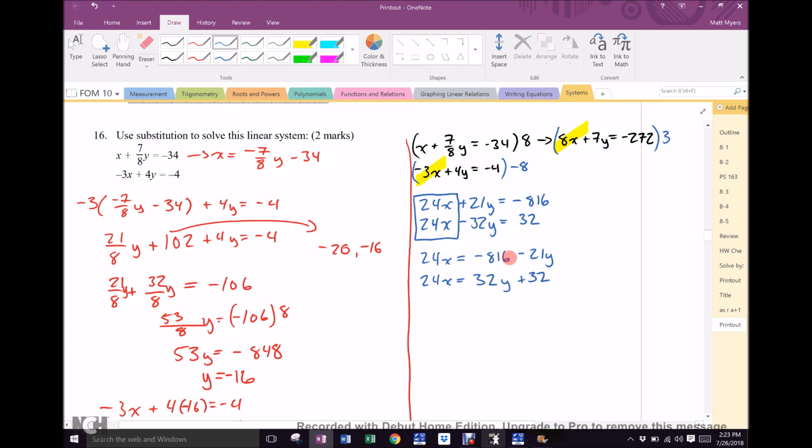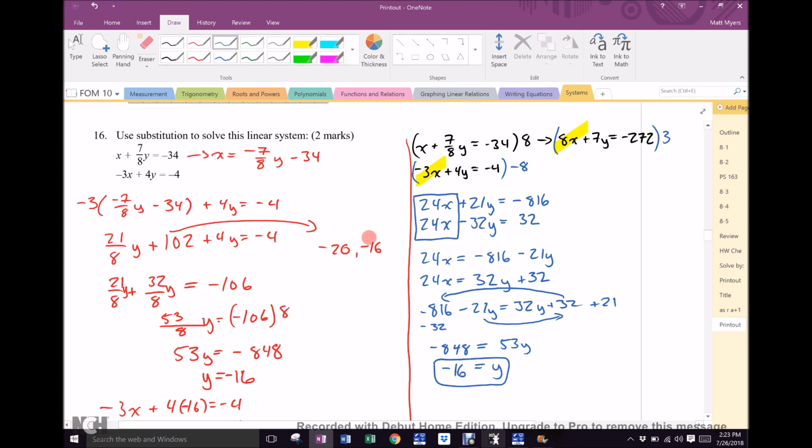Since these two both equal this, I know negative 816 minus 21y equals 32y plus 32. Then I just solve. I bring that over there, and it becomes minus, and I get negative 848 equals, and I bring that over there, and it becomes plus 21, 53y. So y will get me, again, negative 16. And once I have the negative 16, I just go back up like I did over there.